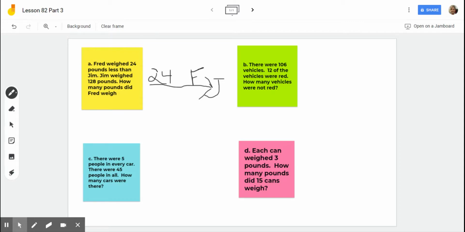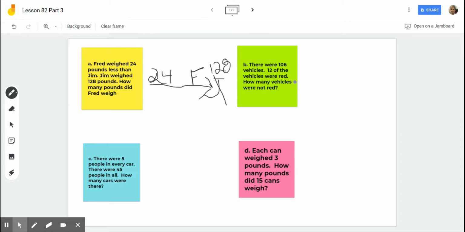That's not very good either, is it? So now I know that Jim weighed 128 pounds, so I can cross the J off and put 128. Now you know that when you don't know one of the small numbers, and you have a big number and a little number, to find that you have to subtract. I'm not going to do that here for you. I want you to do it on a scrap piece of paper, and then you'll put the answer back in on the Google slide.